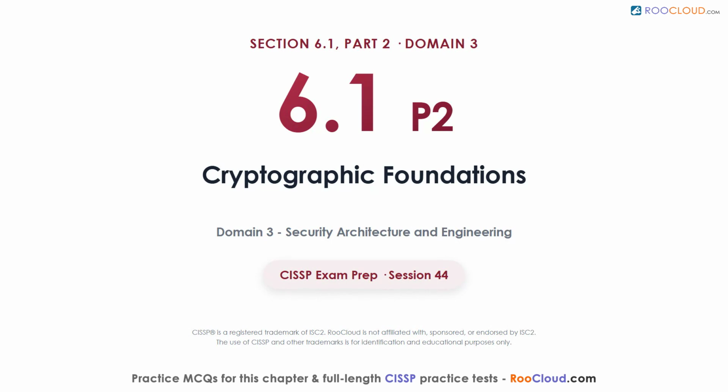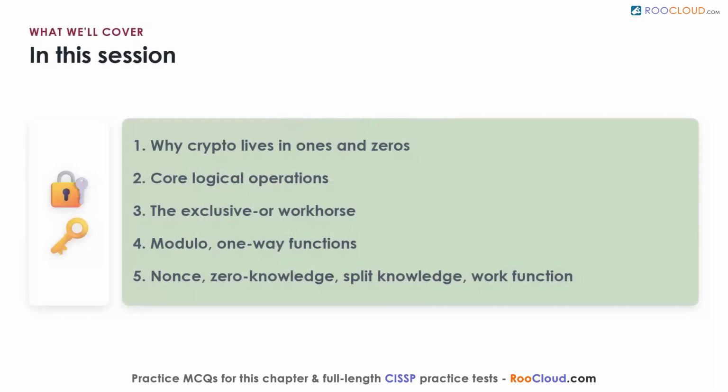Welcome to Section 6.1, Part 2. This is the 44th session of the CISSP Exam Prep series. Now we turn to the mathematics that makes those goals actually work. In this session, we'll unpack the math behind the ciphers.